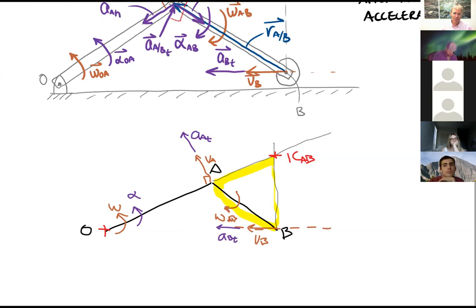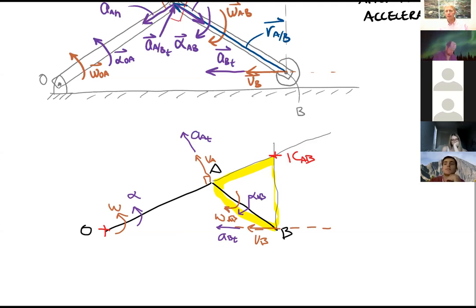Additionally, alphas do the same thing. So if my omega of this one is going this direction, it's a good assumption that my alpha of AB is going the same direction. So basically, the directions of omegas and alphas match your linear velocities, match your angular velocities.